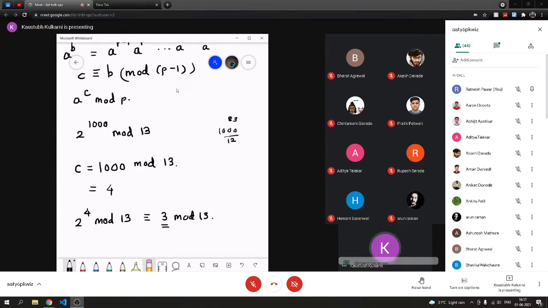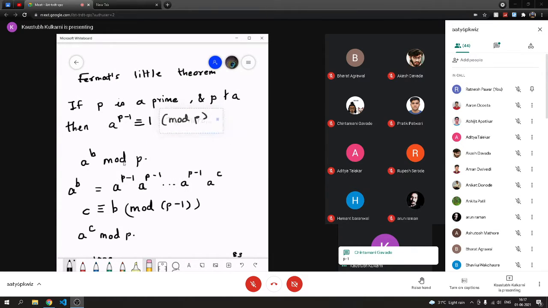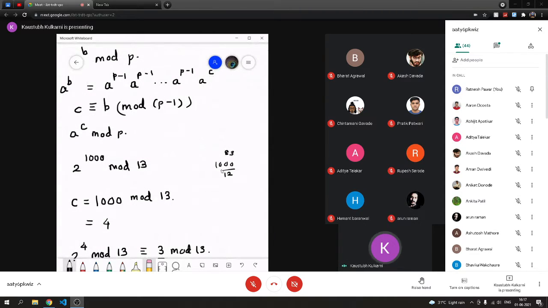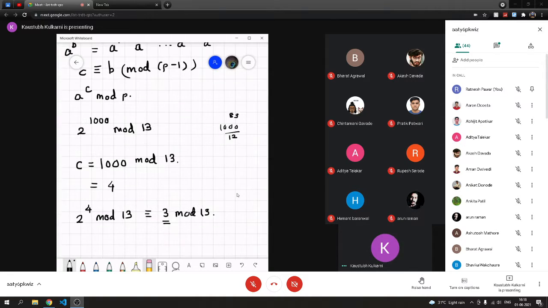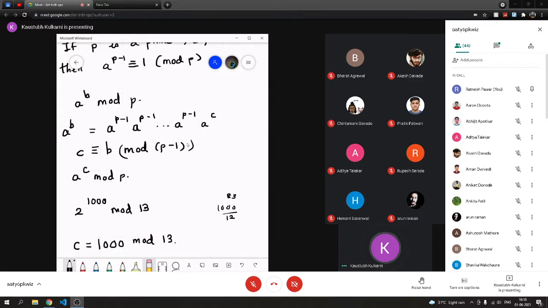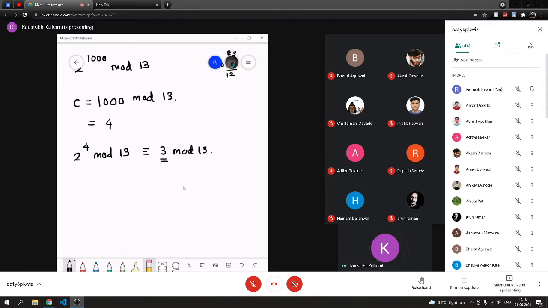Well, because if you see the theorem, we have a raised to p minus 1. So we want to find how many factors of p minus 1 are there in the power. So p minus 1 in this case is 13 minus 1, that is 12. Yesterday also we did the same thing, but we did not find c. We directly found the factors and directly solved it. But this is a more systematic way.